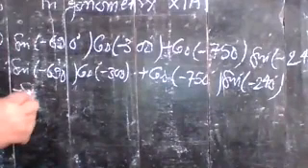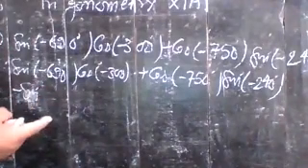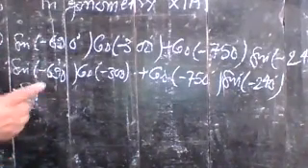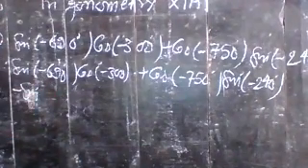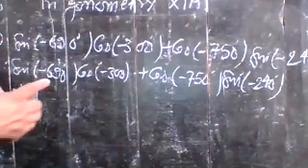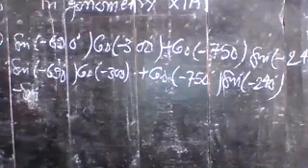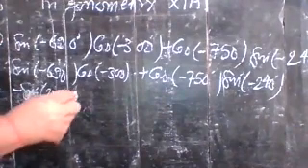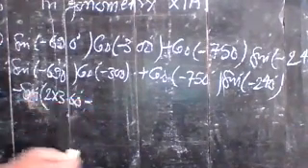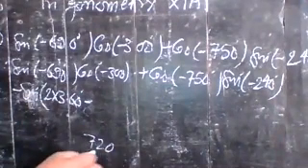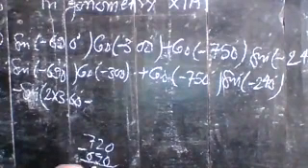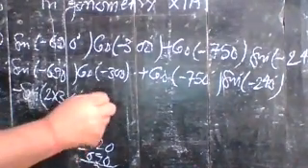Now write its value. If you want to convert it into radian, you can do it, or you can divide it by 360. If you divide by 360, what do you have? 360 into 2 is equal to 720. And 720 minus 690 is what? 720 means 2 into 360; subtract it: 720 minus 690 is 30. So here 30 degree.